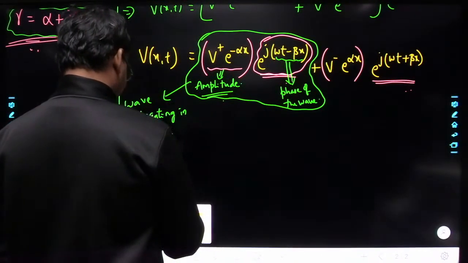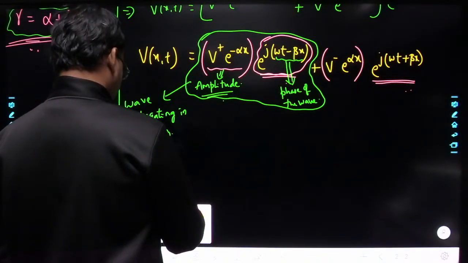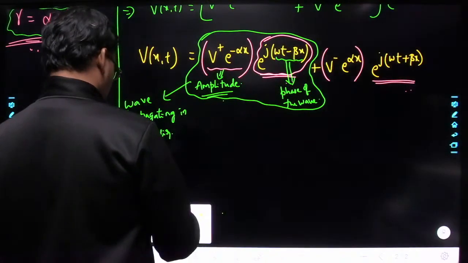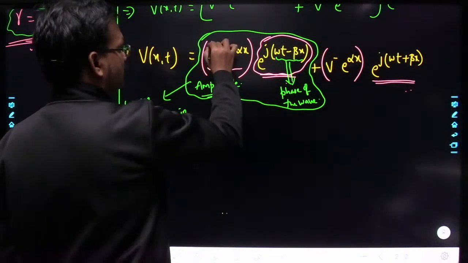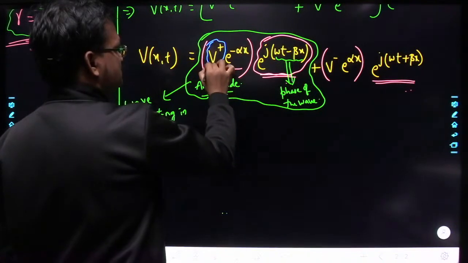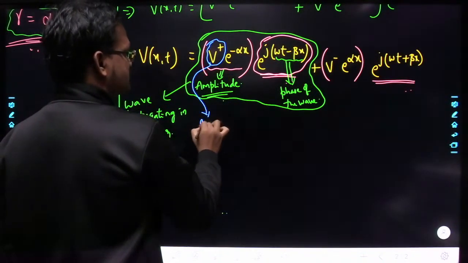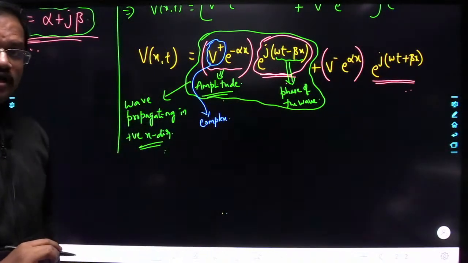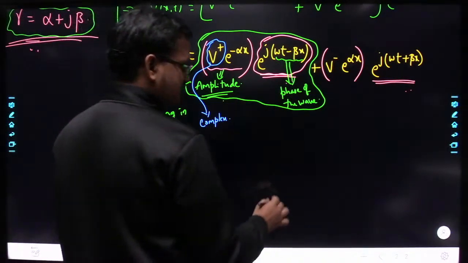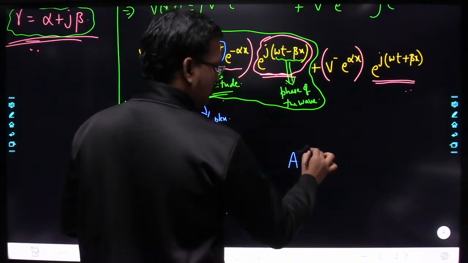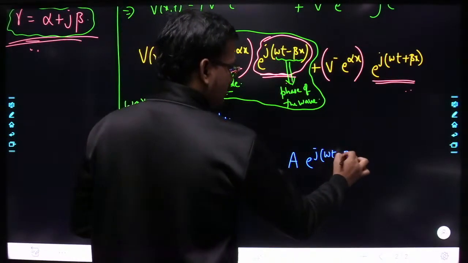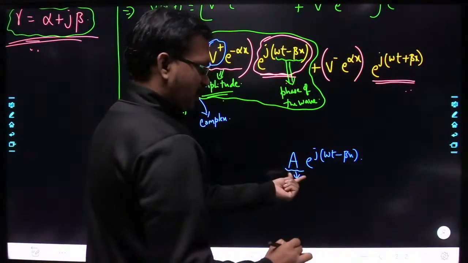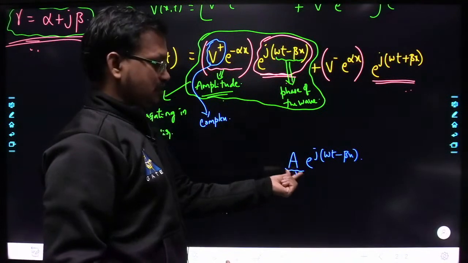Always you have to remember that this V plus is in general a complex quantity. Whenever we are representing the waves, A into e power j of omega t minus beta x, yes or no? There I have explained that this A in general is nothing but a complex quantity.